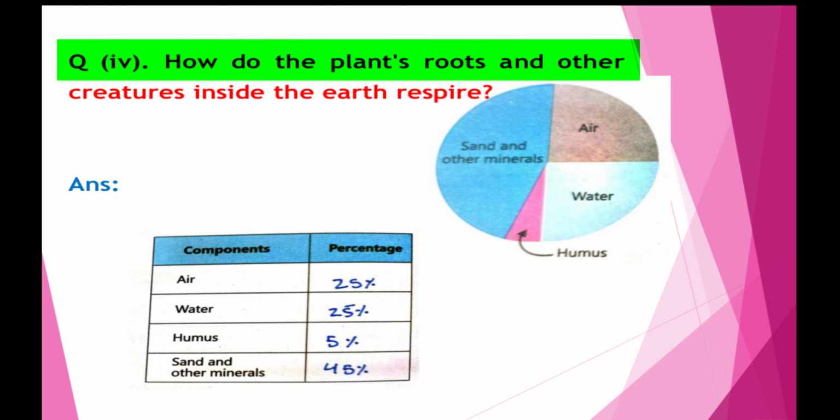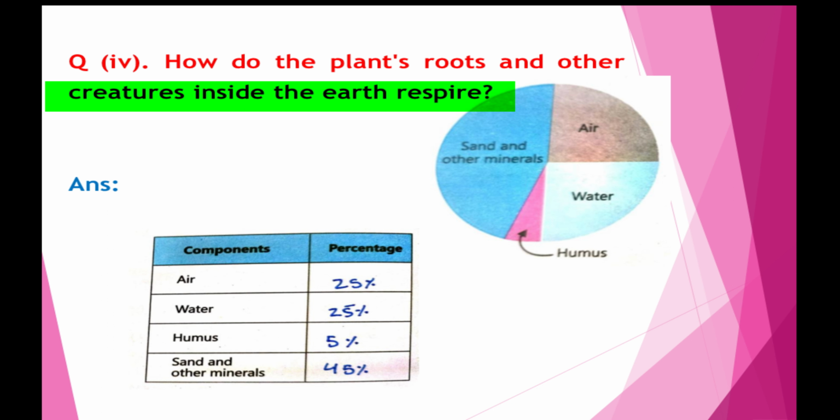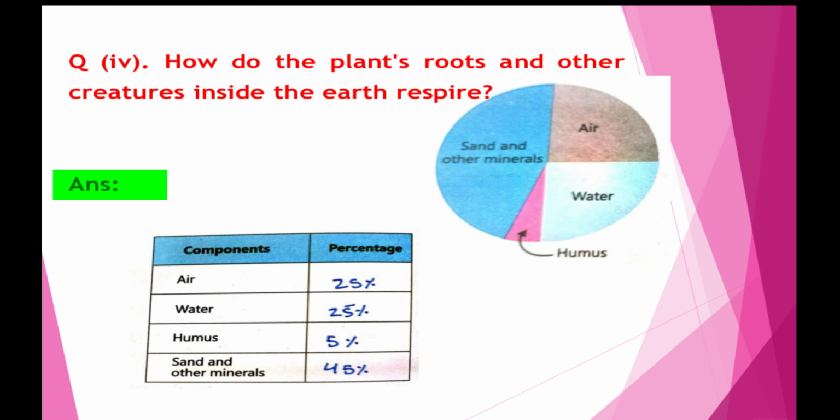Question number 4. How do the plant's roots and other creatures inside the earth respire? Answer. Air 25%, water 25%, humus 5%, sand and other minerals 45%.